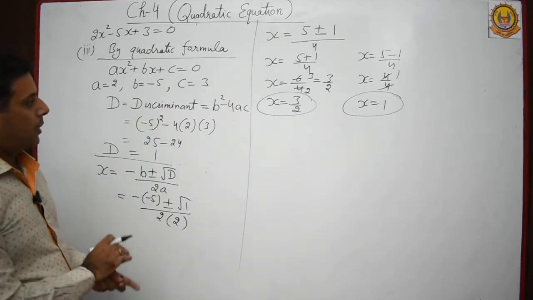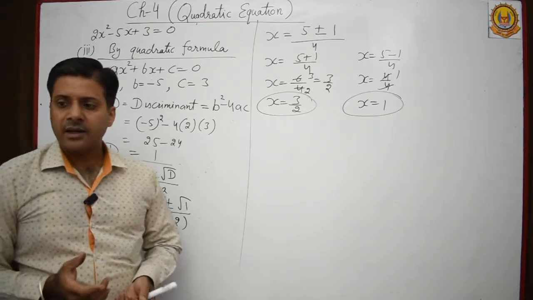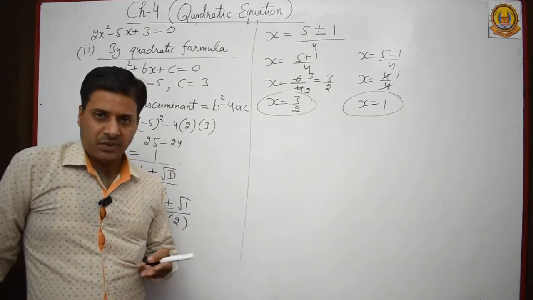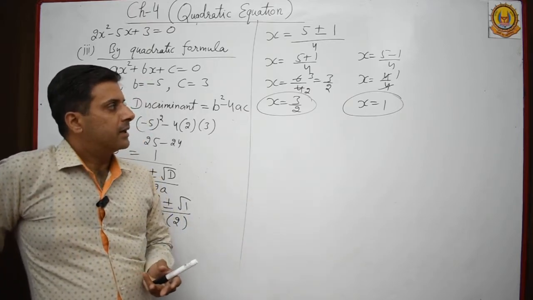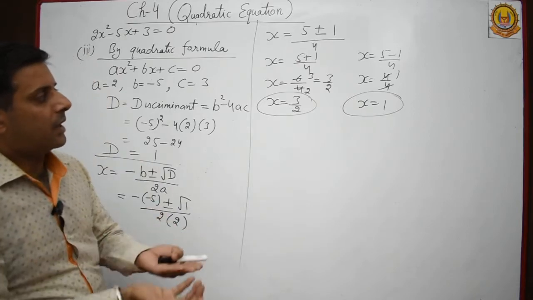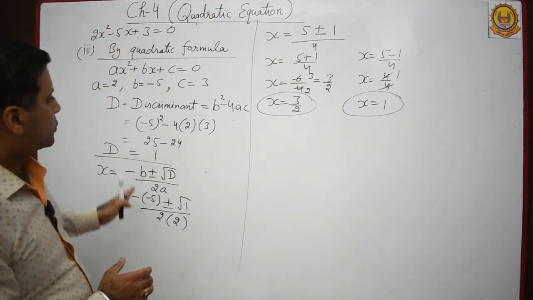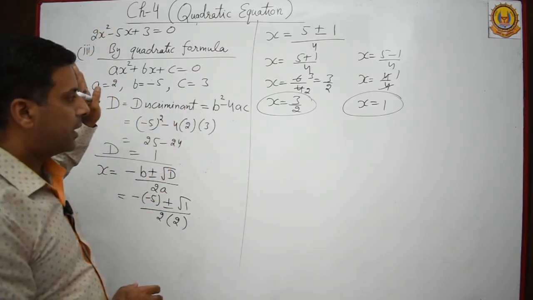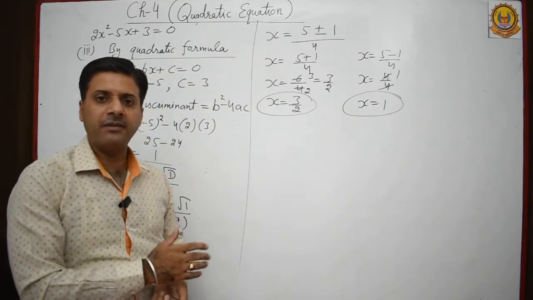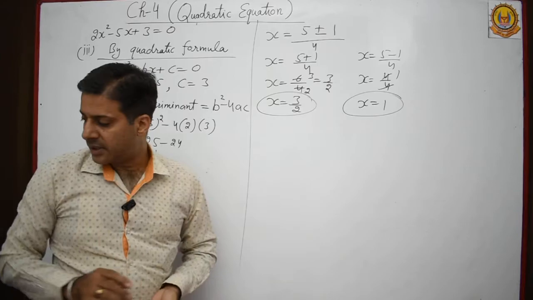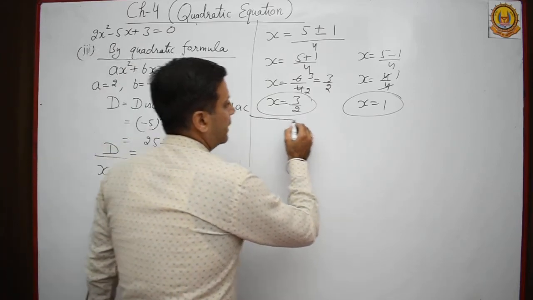Clear? So now you have to learn all these three methods carefully, and after that we have so many quadratic equations, so many questions as we have done in chapter number 3, and after forming the equation of that chapter, you have to solve. You can choose any method: by quadratic formula, by completing the square, or by splitting the middle term, or factorization. You can solve. Clear?